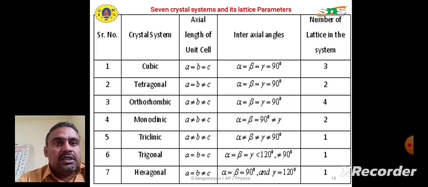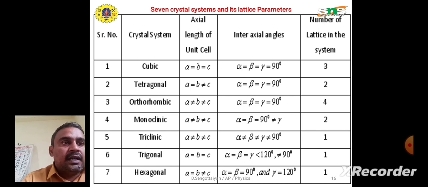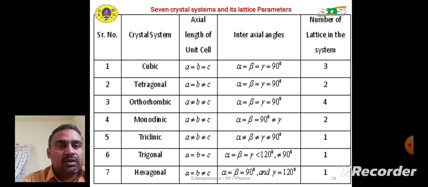Then the table shows the crystal system, axial length and interaxial angle, and the number of possible types in the 7 systems. For example, in cubic there are 3 types possible: first simple cubic, second body centered cubic, third face centered cubic. Then tetragonal only 2 types, orthorhombic 4 types, monoclinic 2, triclinic 1, hexagonal 1. Finally we have 7 systems but 14 possible types are available. So finally the answer is Bravais lattices equal to 14.